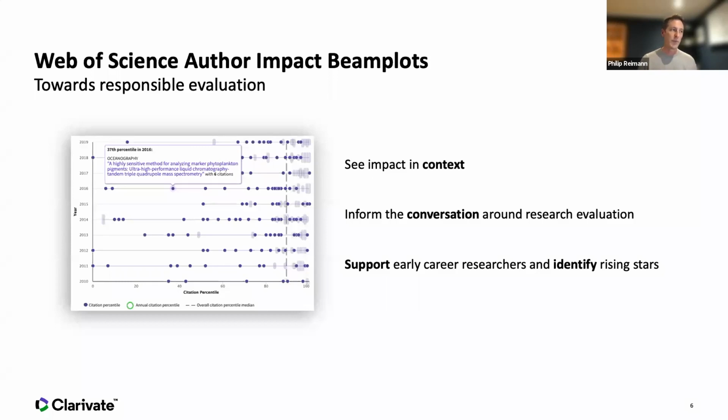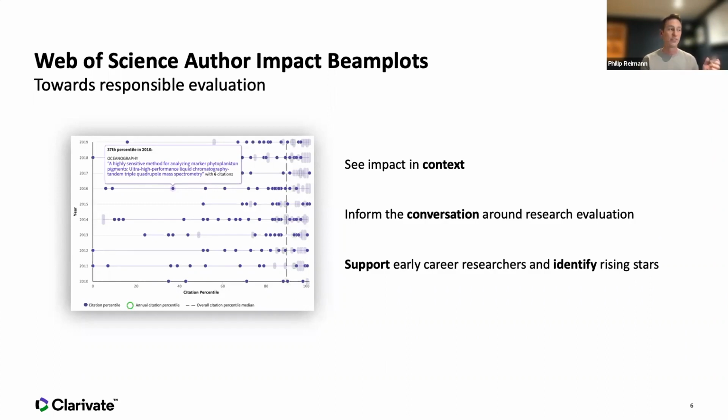So in short, if you're not familiar with the Beamplots, Beamplots place the citation performance of a researcher's publications in context relative to other publications published in the same year of the same type, so a research article or literature review, and of the same subject area. So each publication, as we can see here in this example on the left-hand side, is represented by a purple dot, and it's positioned by year of publication and its percentile score.